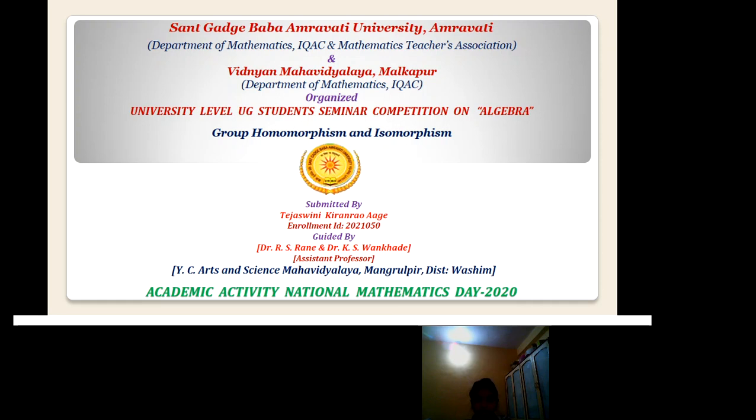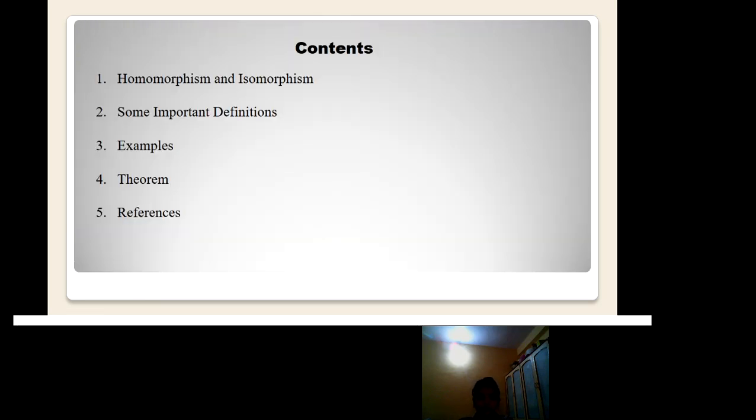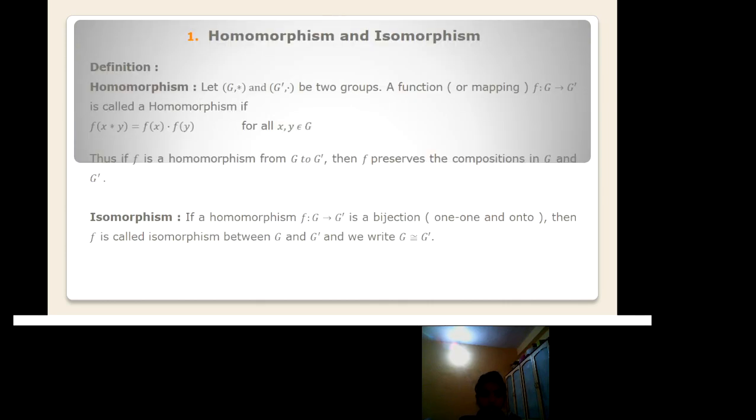I will give a short presentation on the topic of group homomorphism and isomorphism. Let us know about some content. First, homomorphism and isomorphism. Second, some important definitions. Third, examples. Fourth, theorem, and fifth, references. Now, first is homomorphism and isomorphism: definition of homomorphism and isomorphism.